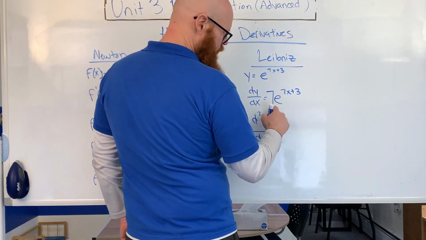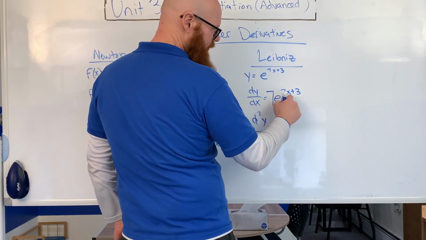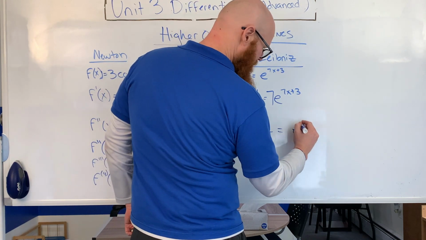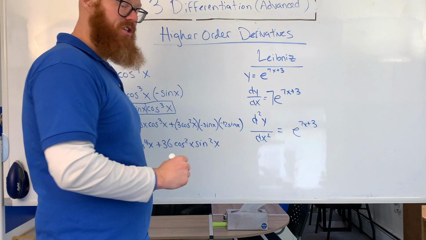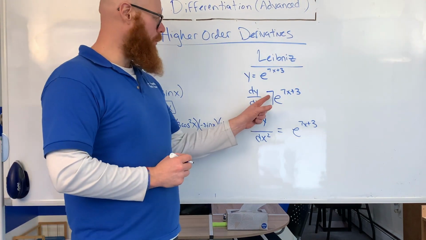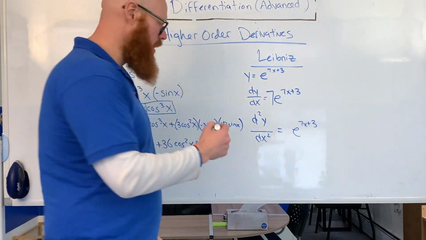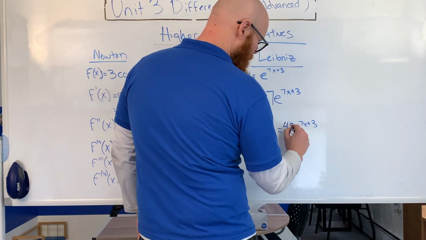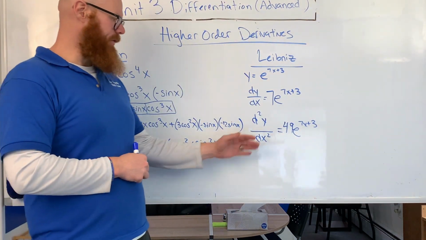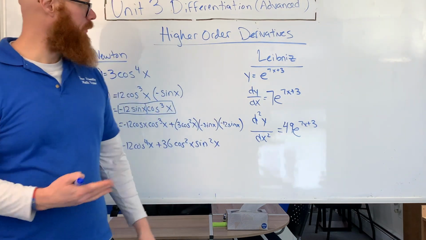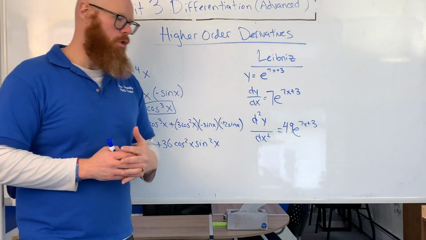So we've got the derivative of e to the 7x plus 3 is e to the 7x plus 3 times the derivative of 7x plus 3, which is 7. But that 7 will multiply by the 7 that's already there, and it will give us 49. So we could just keep going with this and find the third, fourth, fifth derivatives and so on. They are what we call higher order derivatives.